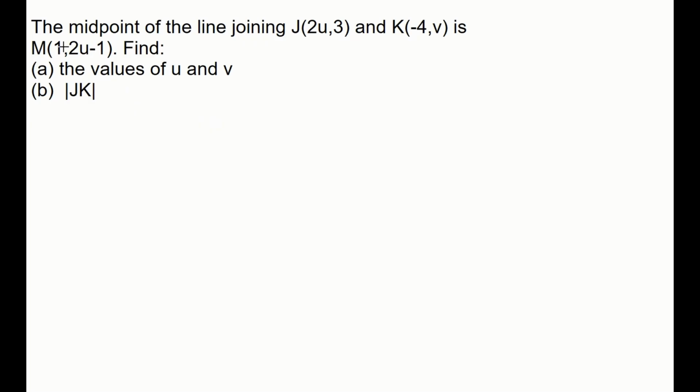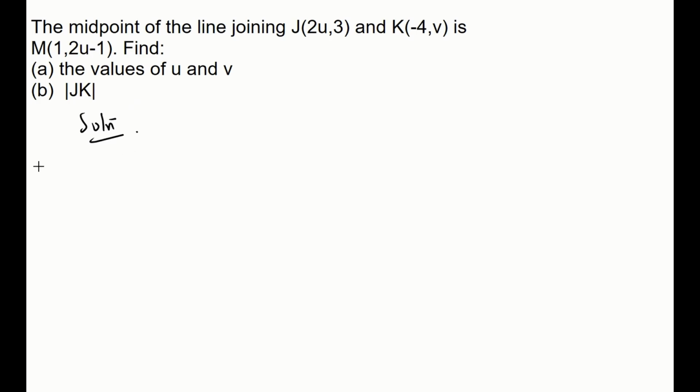Okay, now the midpoint of the line joining J(2u, 3) and K(-4, v) is M(1, 2u - 1). Find A, the values of u and v, and B, the magnitude of JK.